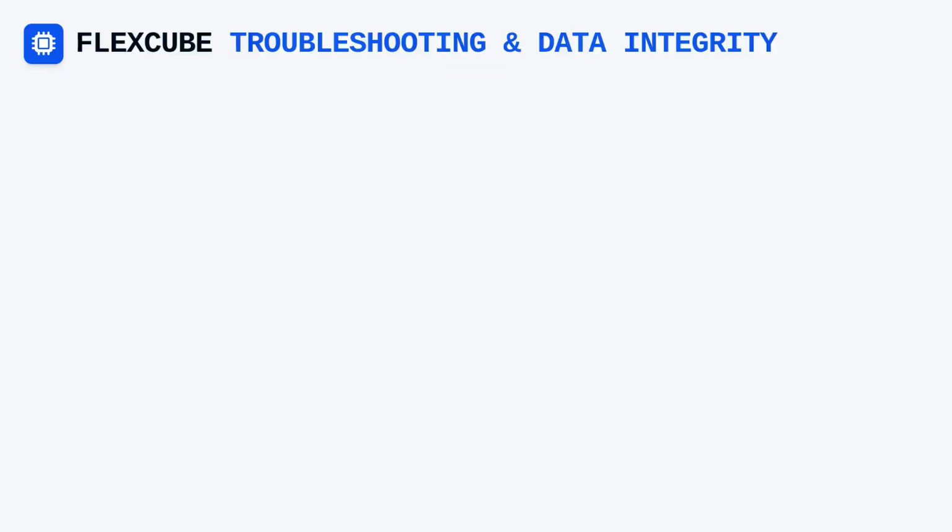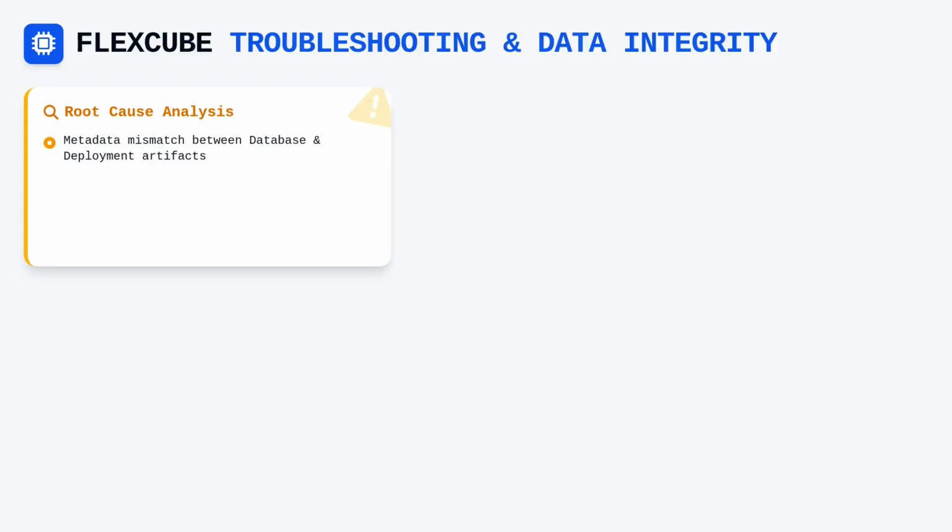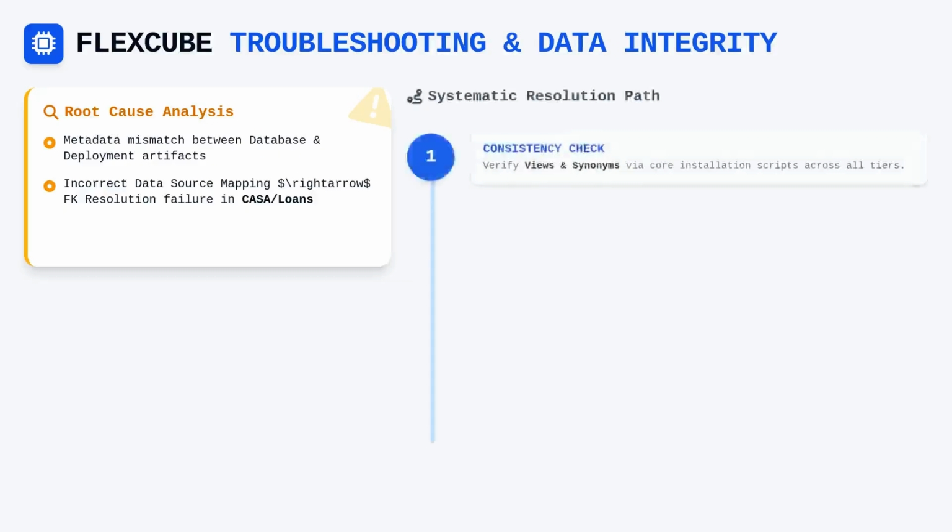Another critical aspect of troubleshooting involves the integrity of the data dictionary and the underlying metadata that drives the FLEXCUBE screen designs. Occasionally, the application may fail to render components correctly because the metadata stored in the database tables does not match the deployment artifacts. If your data source mapping is incorrect, the application will be unable to resolve the necessary foreign key relationships that support the CASA or loans modules. I suggest you systematically check the views and synonyms provided by the core installation scripts to ensure that the environment is consistent across all tiers.